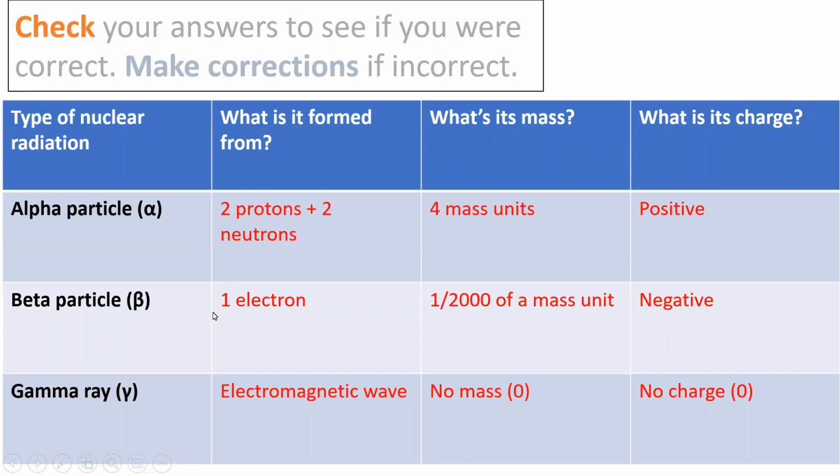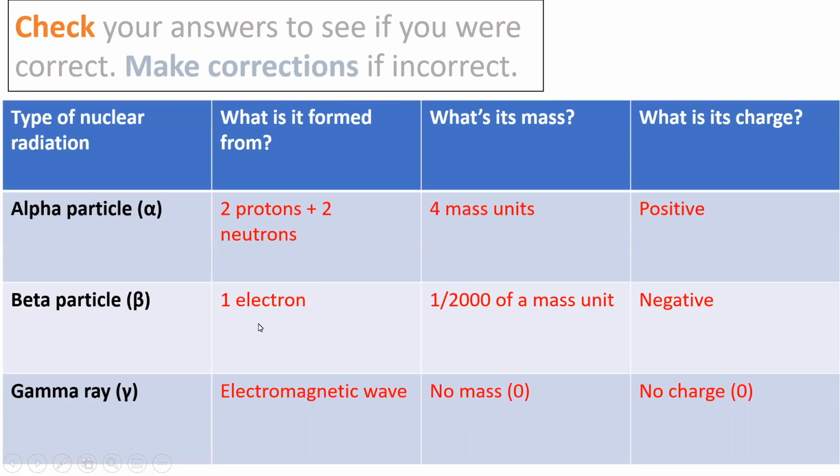Beta particle. It's actually an electron, but it's an electron from the nucleus. It's not from the shells or the orbits, it's from the nucleus. Its mass is sometimes known as negligible, but it's about 1 over 2,000 of a mass unit, 1 2,000th, a bit of a tongue twister. So it's 1 2,000th of the mass of a proton or a neutron. It has a negative charge, like all electrons.